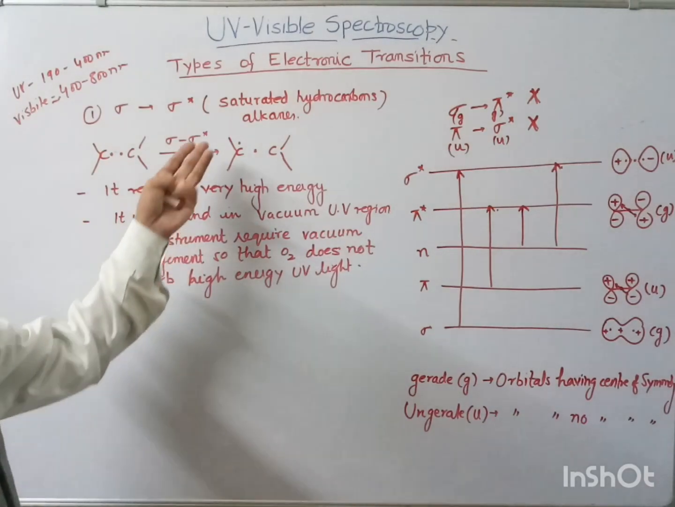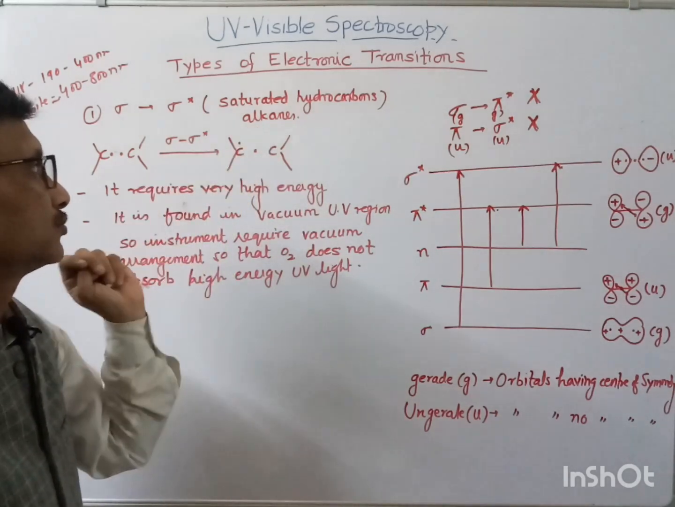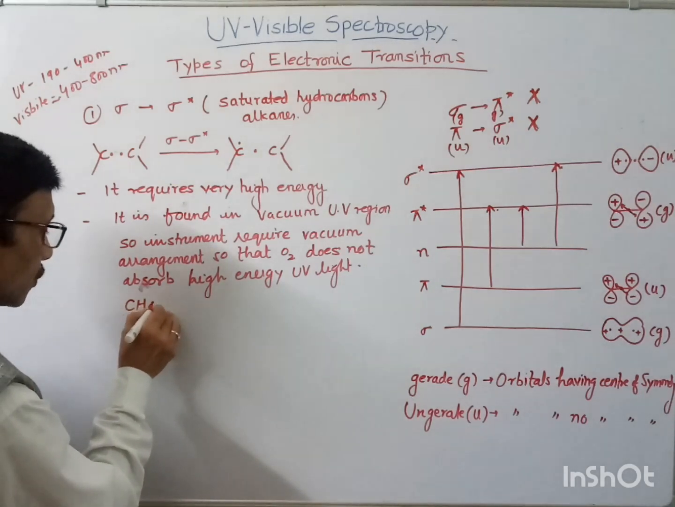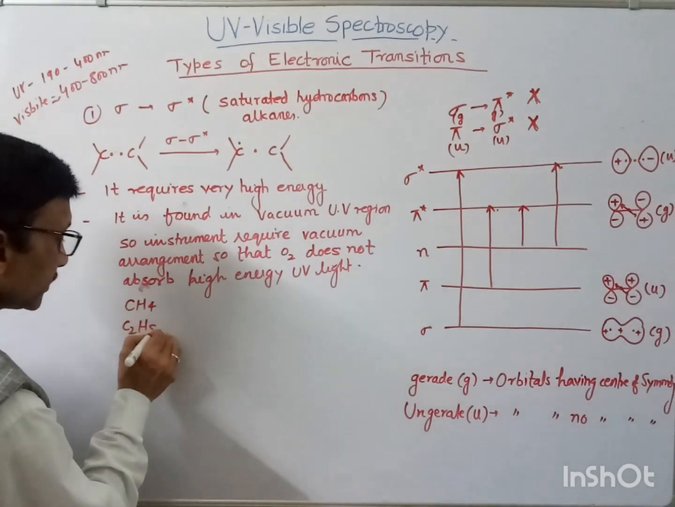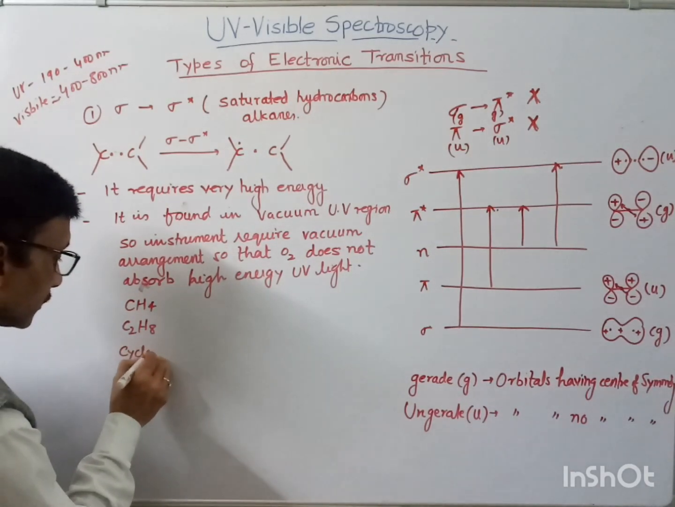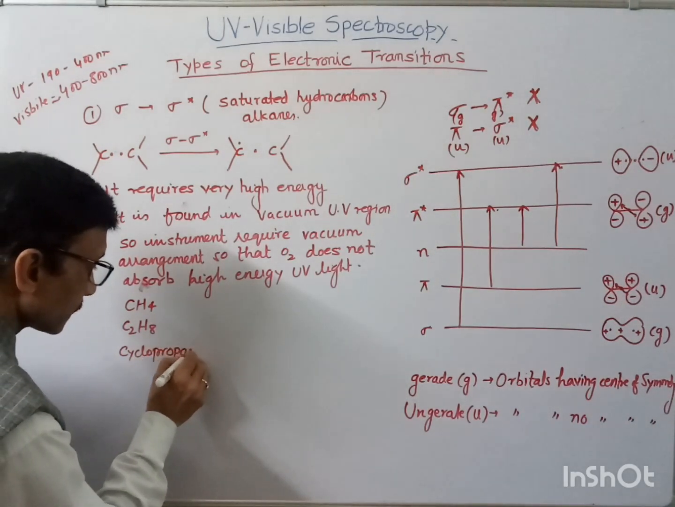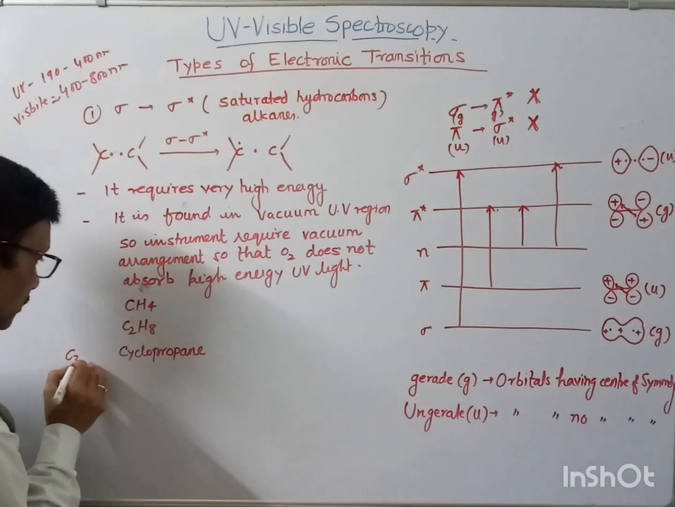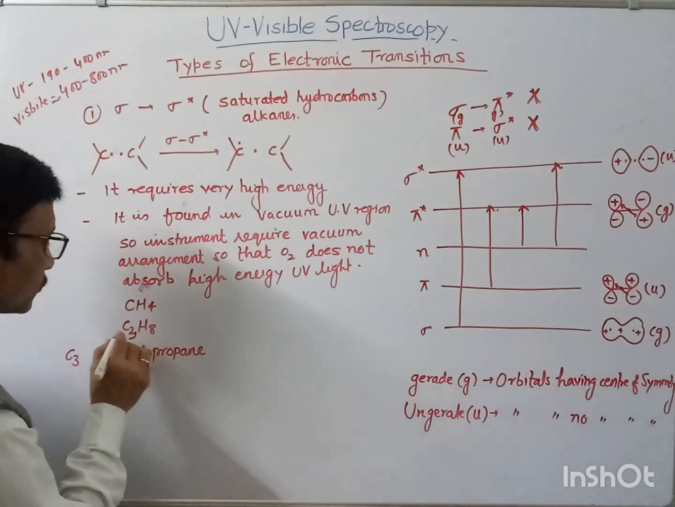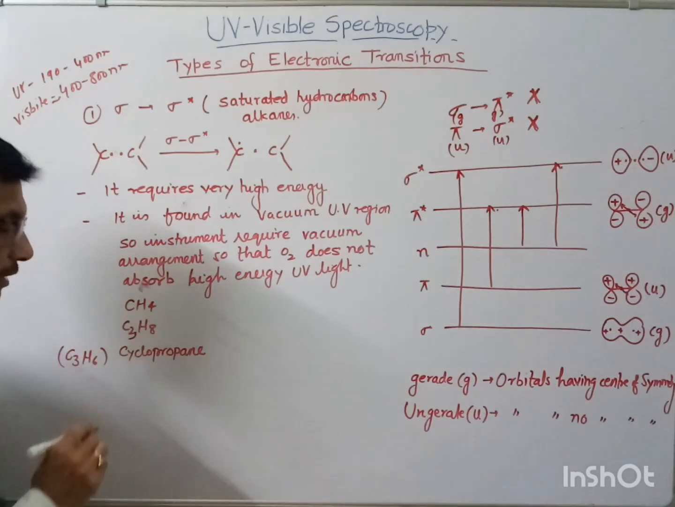So what I told you, they are found in a saturated hydrocarbon. Such type of transition occurs in a saturated hydrocarbon like alkanes. So for example, CH4, or C2H6, that is ethane, or cyclopropane. Cyclopropane is also a saturated one, that is C3H6. And this is C3H8, suppose.